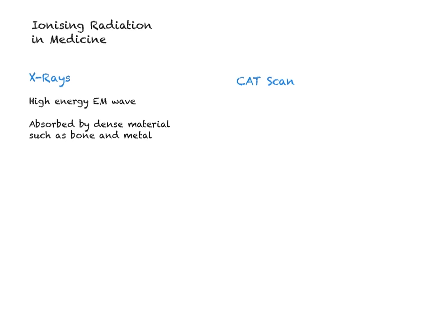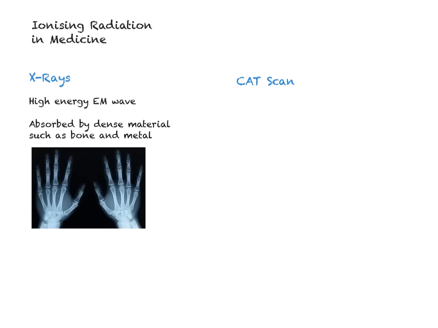image through the body. An X-ray is a high-energy electromagnetic wave that gets absorbed by very dense material such as bone and metal. This means they can be used by radiographers to take X-ray photographs to diagnose things such as bone fractures. However, due to their ionizing nature, there is a health risk to people who are exposed to them.